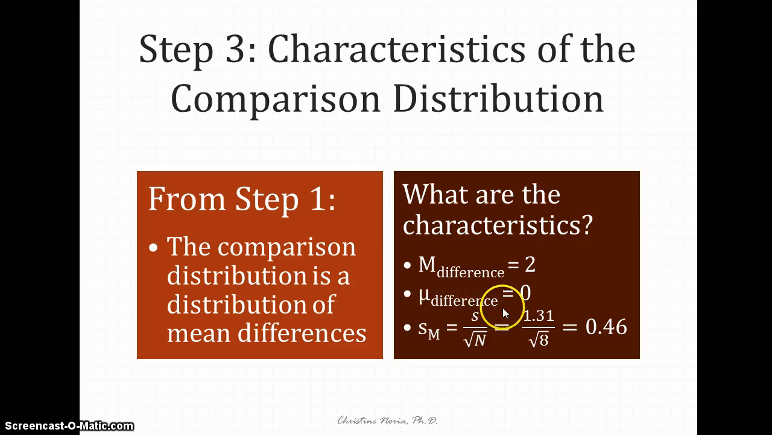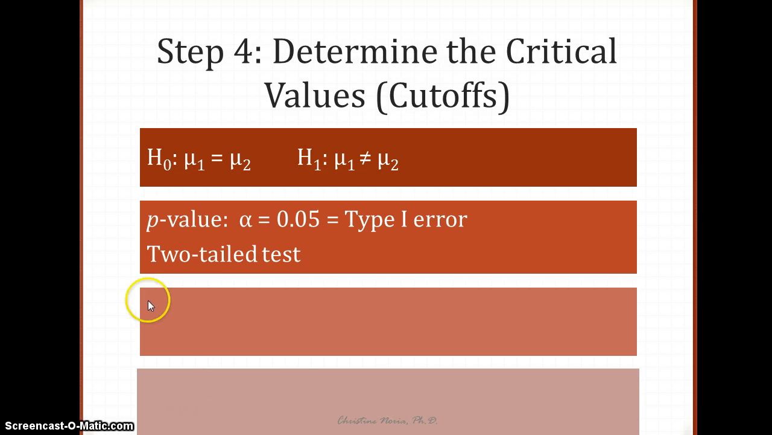And that's because we are hypothesizing a null difference between the two. Okay. So that brings us to step 4, where we determine the critical values. What are our cutoffs? And again, because this is a two-tailed test, we have our research hypothesis that they're not equal. We set alpha to be 0.05, which is our type 1 error rate.